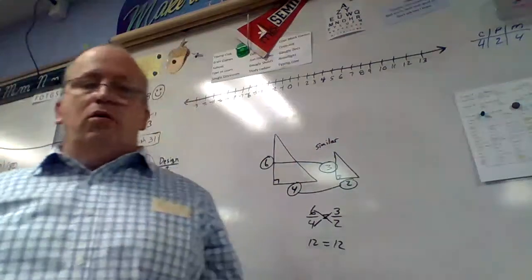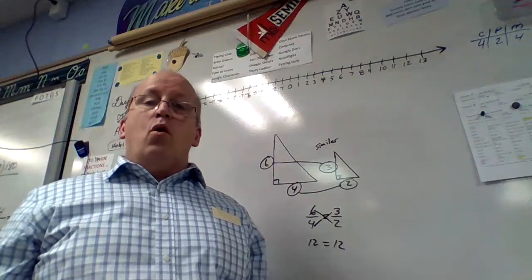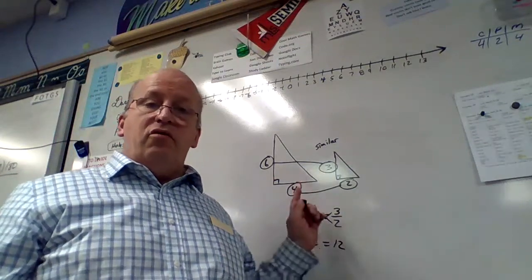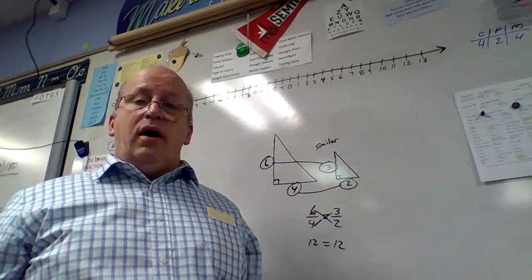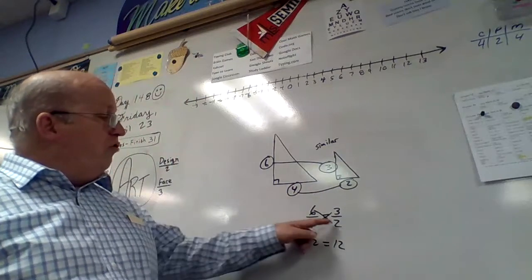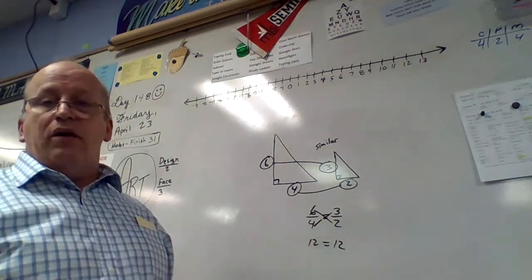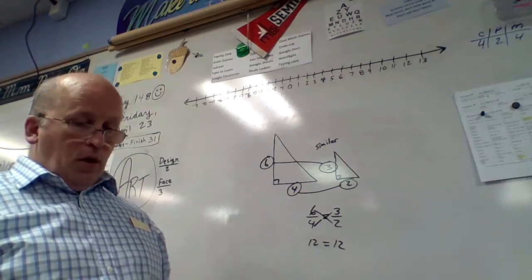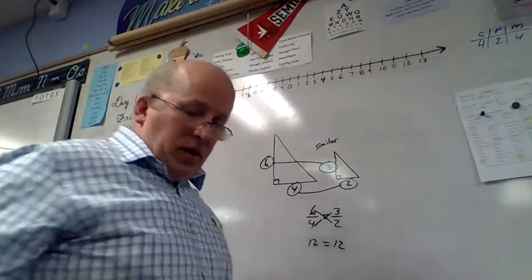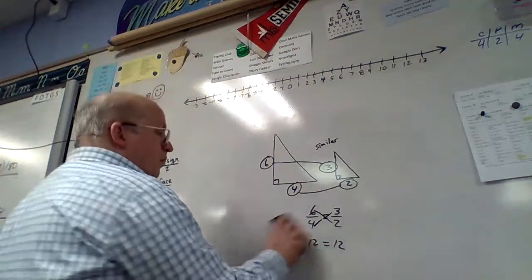So the method I used was I looked at the corresponding sides of each of the two shapes, and I asked myself, are the ratios of the corresponding sides equal? Let's go to 13.